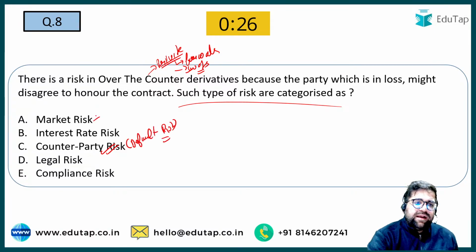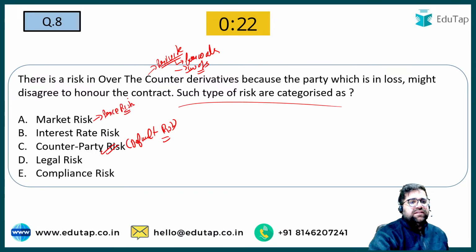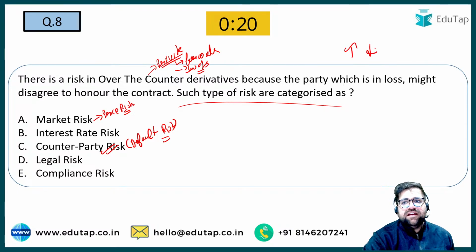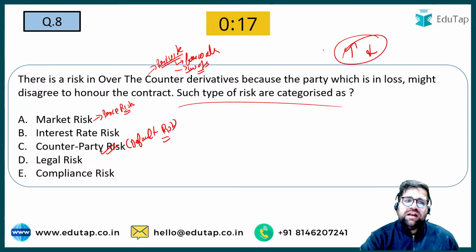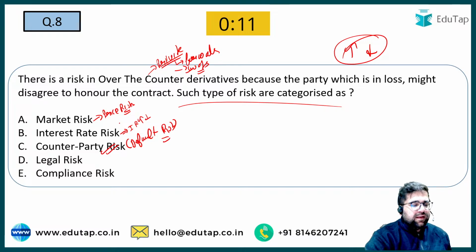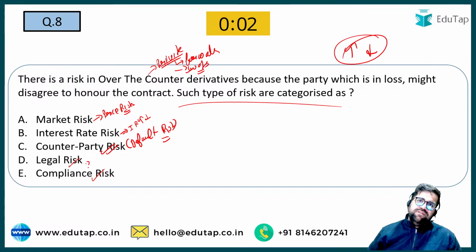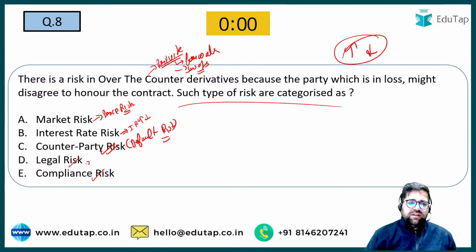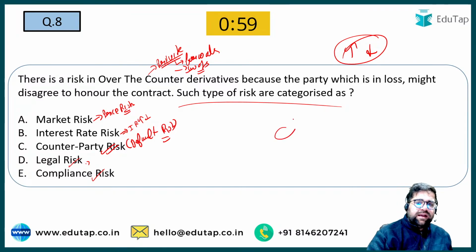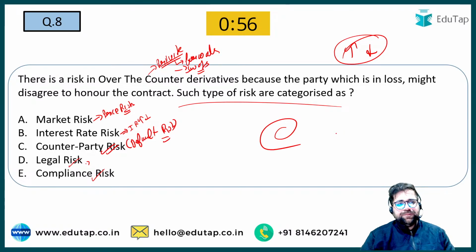Market risk is also known as price risk. Like the prices of one particular commodity can increase and decrease anyhow, right? So that is known as market risk. Interest rate risk is in the movement of interest rate. If interest rate collapses or increases, that can affect your investment. Legal risk is basically related to the laws of the land. Compliance risk is like you are not following the rules of the land. Okay. So all these are very basic terms. I hope you know. The correct answer over here will be option number C.